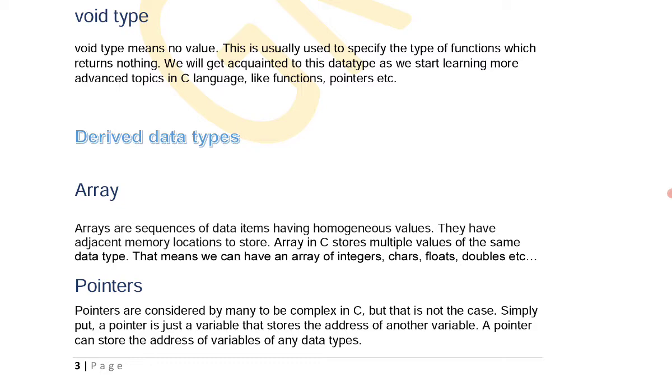Generally, void data types are used with functions only. Void data types are generally not used with numeric data types, character data types, or floating point real number data types. They are used along with functions only. So void data type means no value.